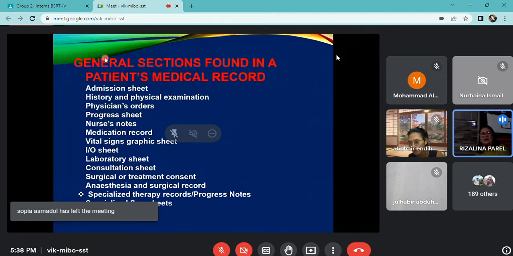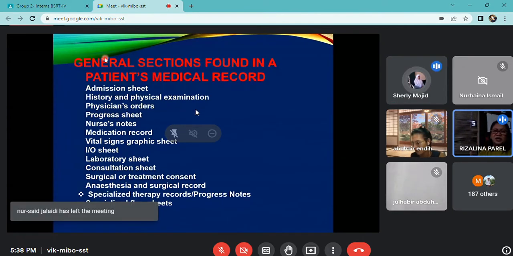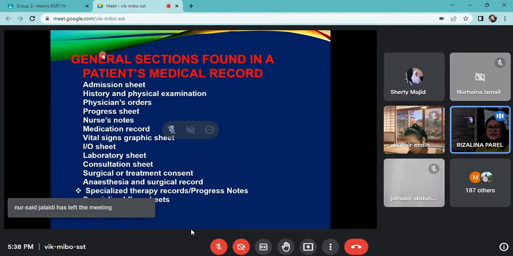Depende yan sa standard operational procedure ng inyong hospital. Yung admission sheet, nandoon siya sa first page. History and physical examination will follow. We have the physician's orders, the progress sheet.